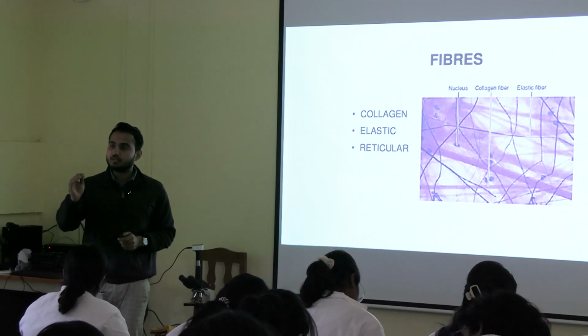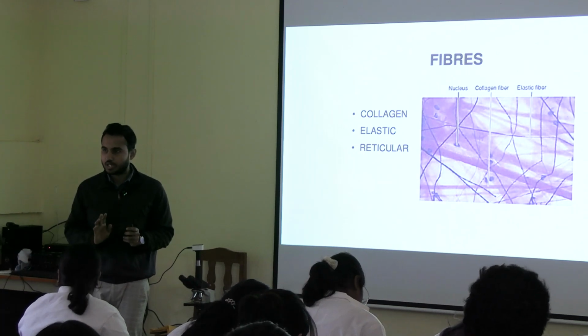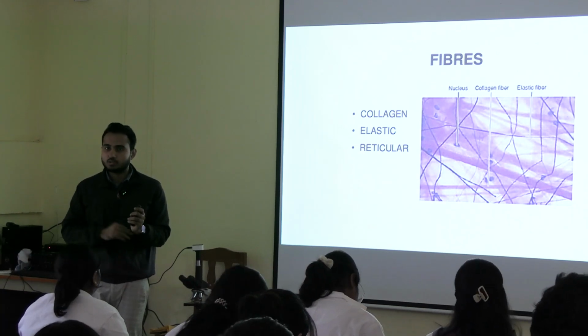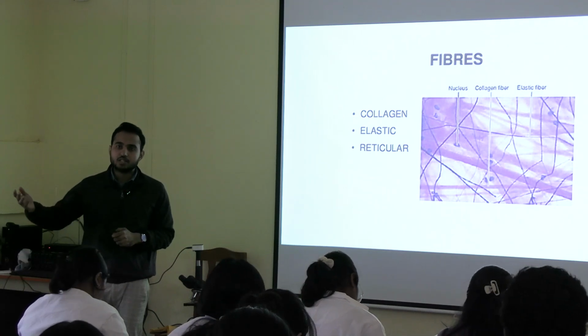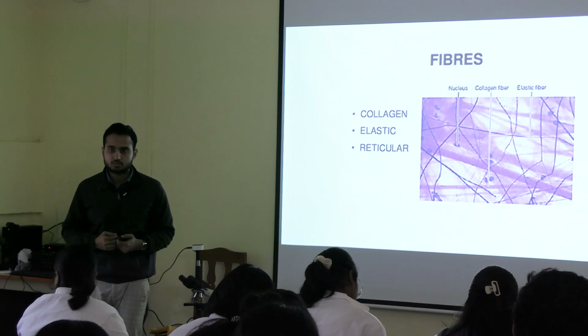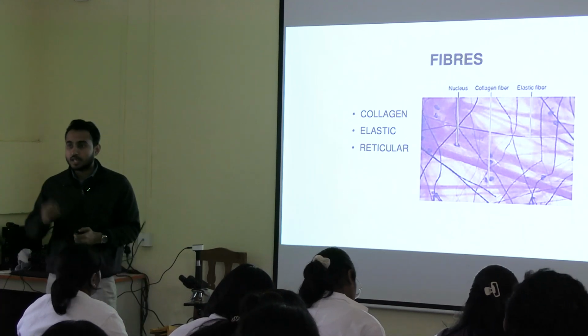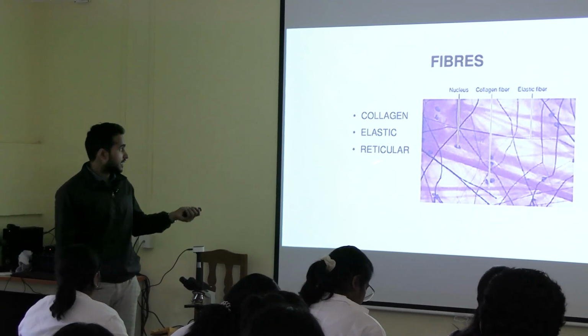Among them, the first 5 collagen types are in your book. If you take any histology book, types 1 to 5 are there. Other collagen types are also there, but those are not given, because research is still going on. Among them, the third type of collagen fiber is nothing but the reticular fibers.